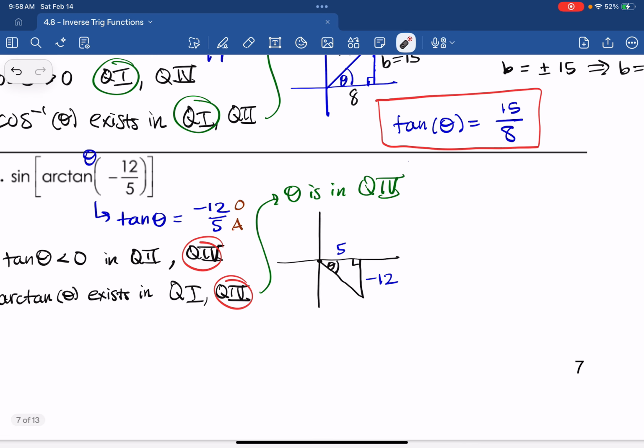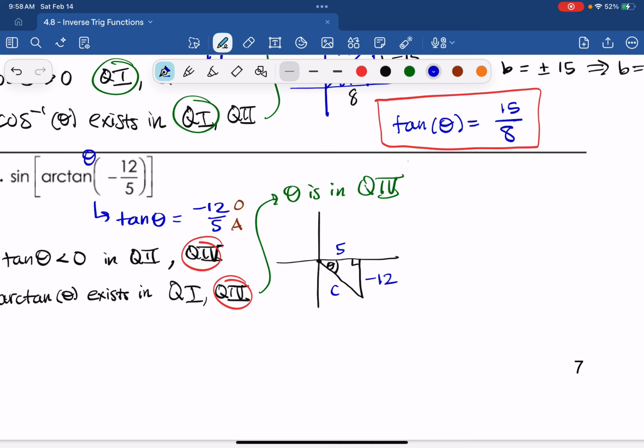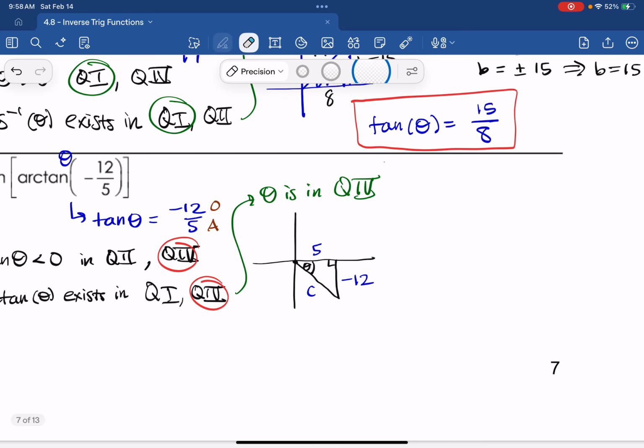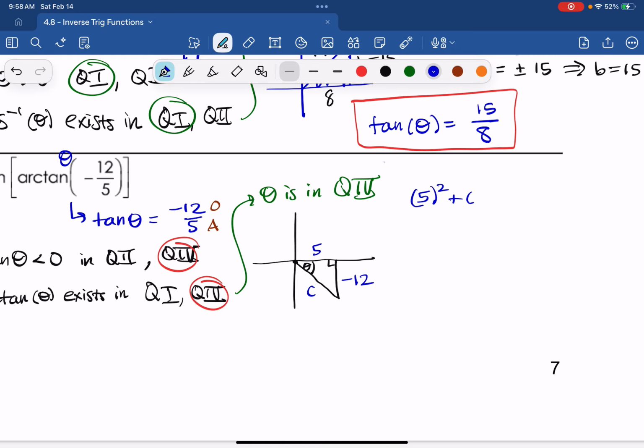So we're going to use Pythagorean theorem. Our hypotenuse is always C. So we're going to have 5 squared plus -12 squared equals C squared. So 25 plus 144 equals C squared. 169 equals C squared. Square root both sides. C is plus or minus 13. But since the distance from the origin is always going to be positive, we can then conclude that C equals 13. Okay, so that's my C value.